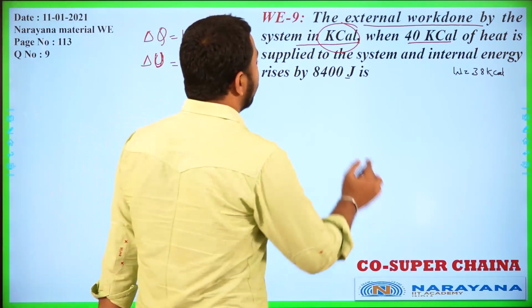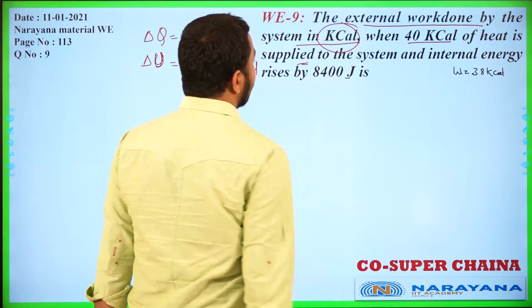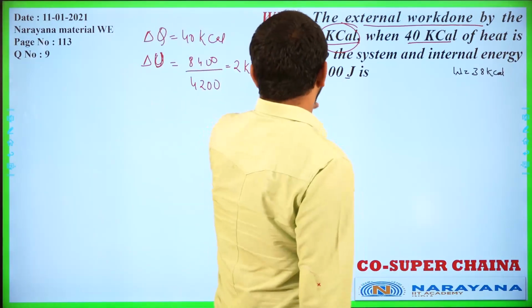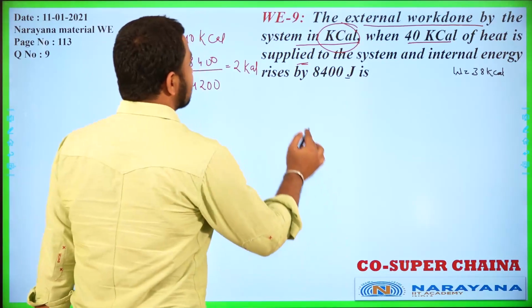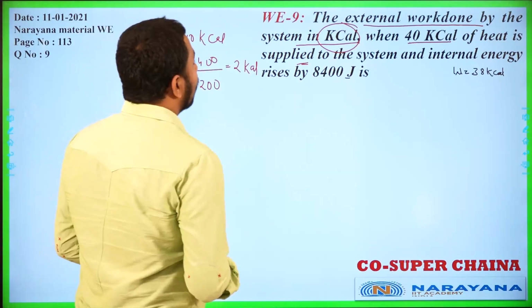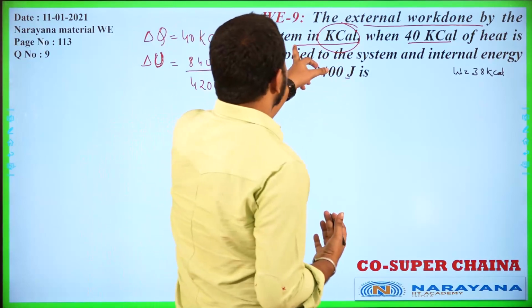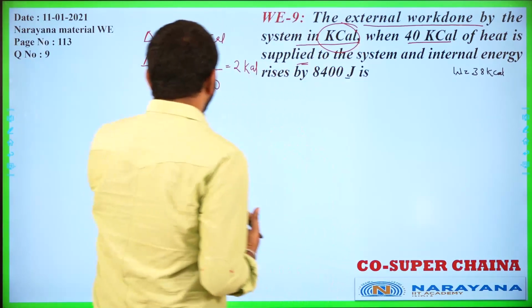So now you have to find what is the heat supplied. What will be the heat supplied? So for the heat supplied, you have to find the external work done by the system in kilocalorie. So you have to find work done.